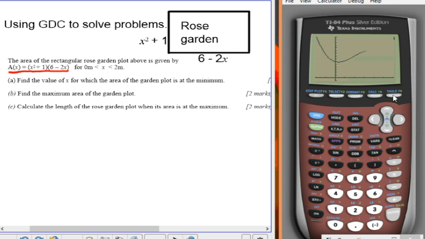Okay, so here's my graph. You can see that there is a maximum here and a minimum here. So now we read the question carefully: find the value of x for which the area of the garden plot is at the minimum. Now, if you're doing this for the IB, you better sketch the graph as well.